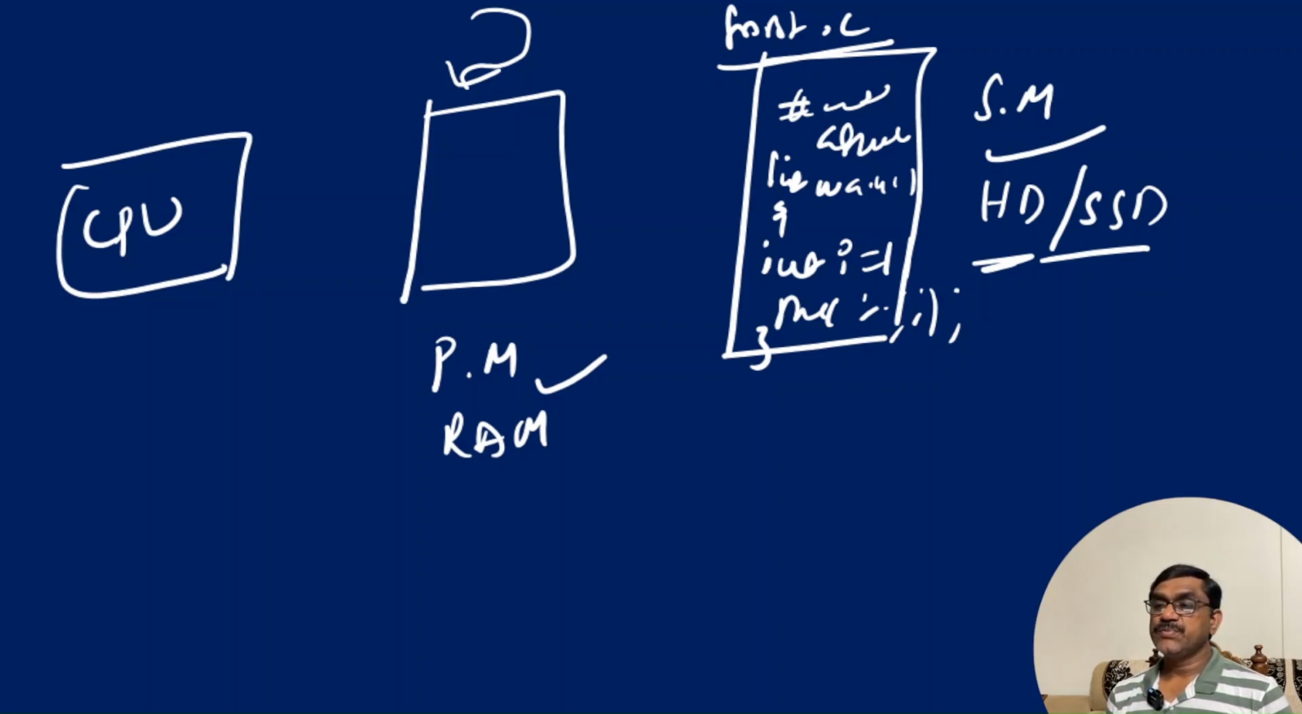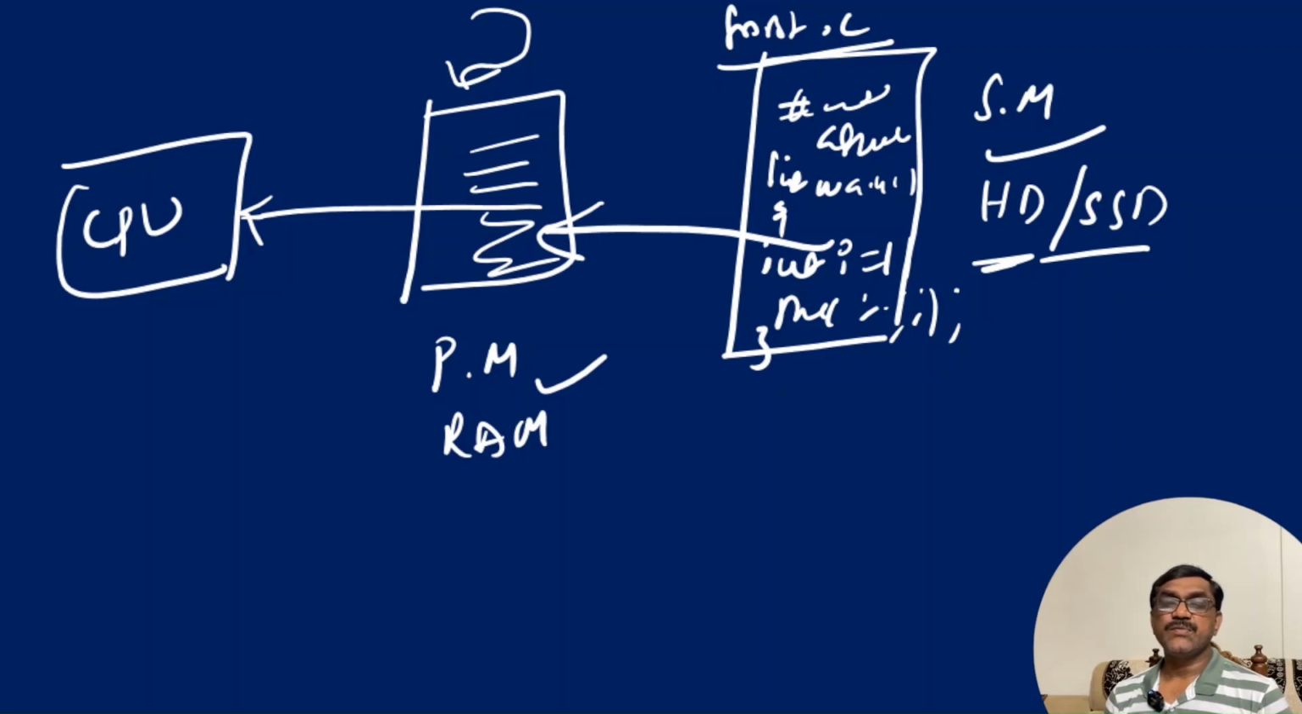Whenever you want to execute the program, then this program must be brought from the secondary memory into primary memory. That means random access memory. Here, all these program statements are transferred to random access memory, right? From this random access memory, the CPU is going to fetch the instructions one by one, and it is going to execute the program. So whenever we execute the program, the CPU is going to execute the program by bringing the program from secondary memory into primary memory, or we can say random access memory. This is a general scenario, right?